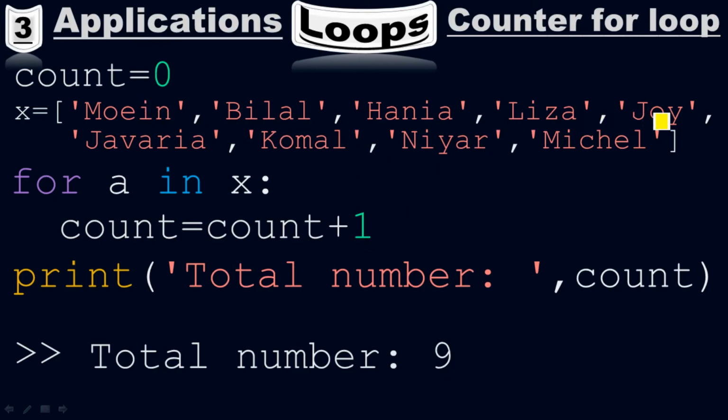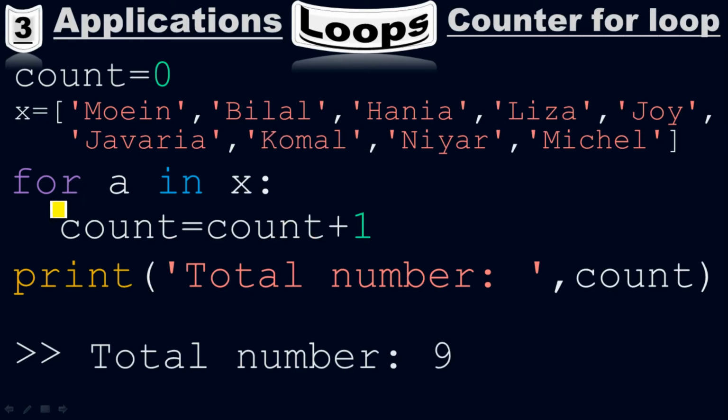So from here up to here, so far we have 5 people, and then the for loop will iterate on Javeria. The previous number was 5, so 5 plus 1 will be 6. So far we have 6 people up to here. And then the for loop iterates on Komal. The previous number was 6, so 6 plus 1 will be 7. So up to Komal we have a total of 7 people.